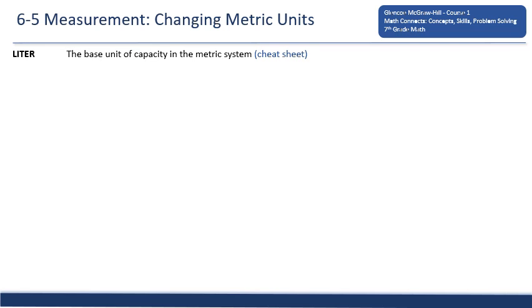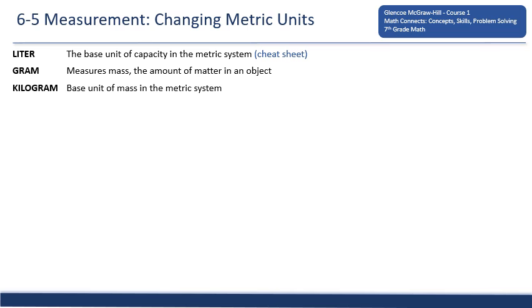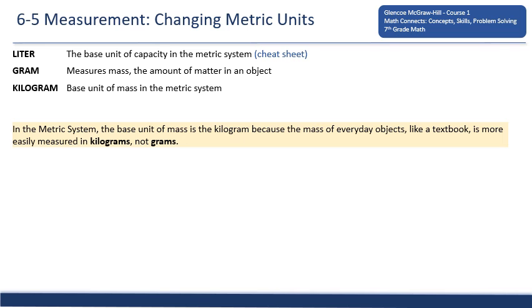Liter, the base unit of capacity in the metric system. Gram measures mass, the amount of matter in an object. Kilo, base unit of mass in the metric system. In the metric system, the base unit of mass is the kilogram, because the mass of everyday objects, like a textbook, is more easily measured in kilograms, not grams.